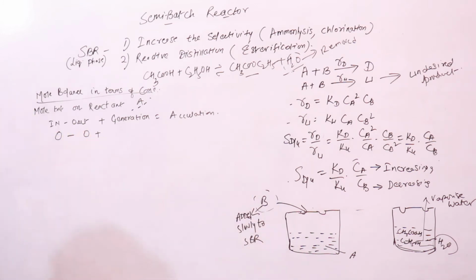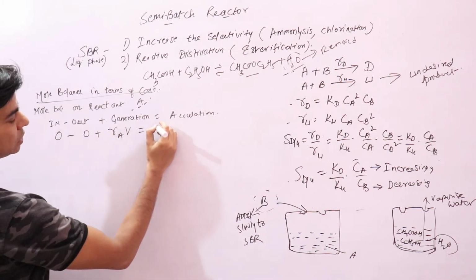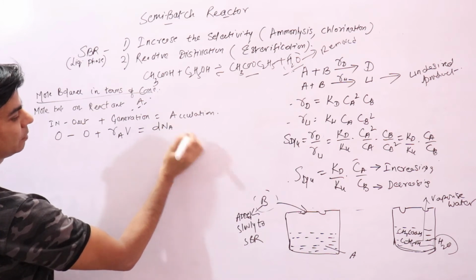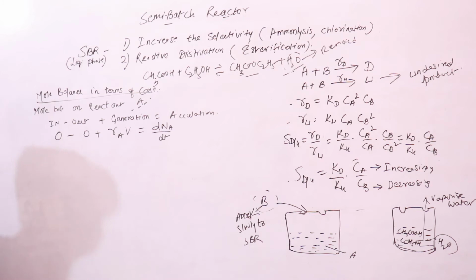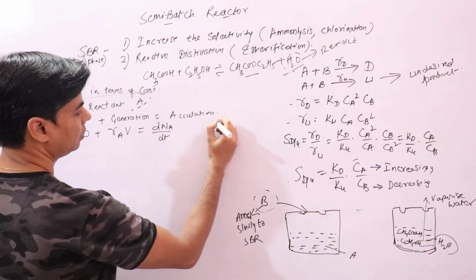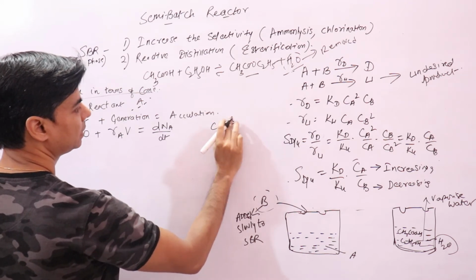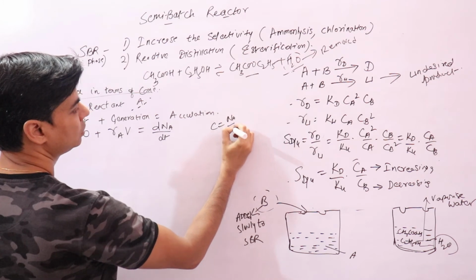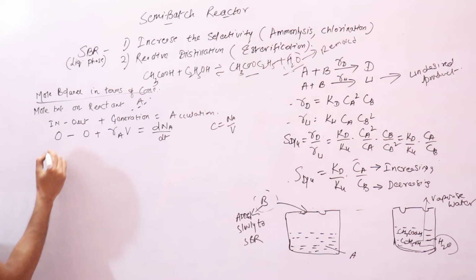Right? Plus generation would be RAV equals accumulation, the change in the number of moles of A with time. Right? Now we know that concentration is equal to moles, let's use N, moles per unit volume. Right? This is the formula.